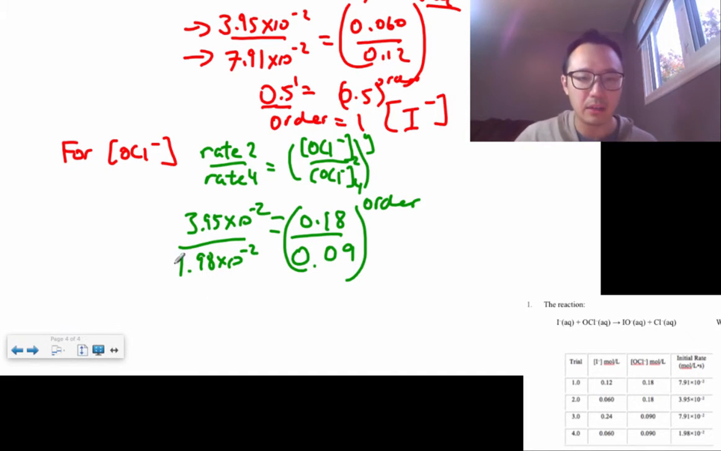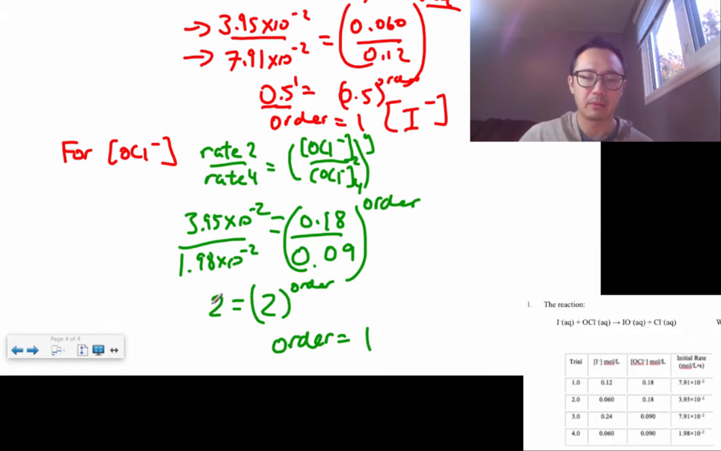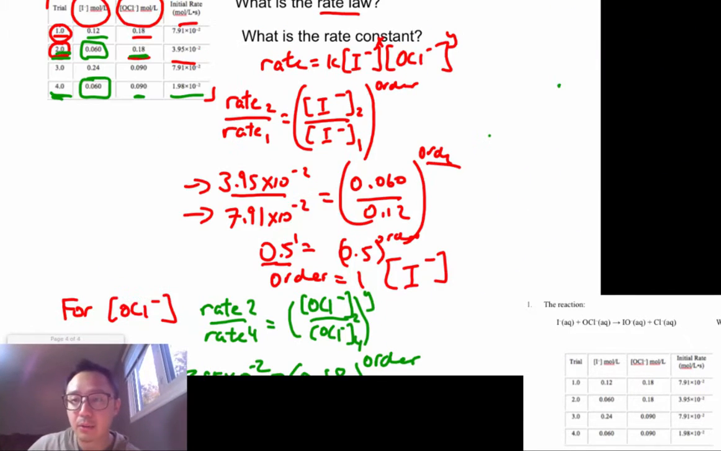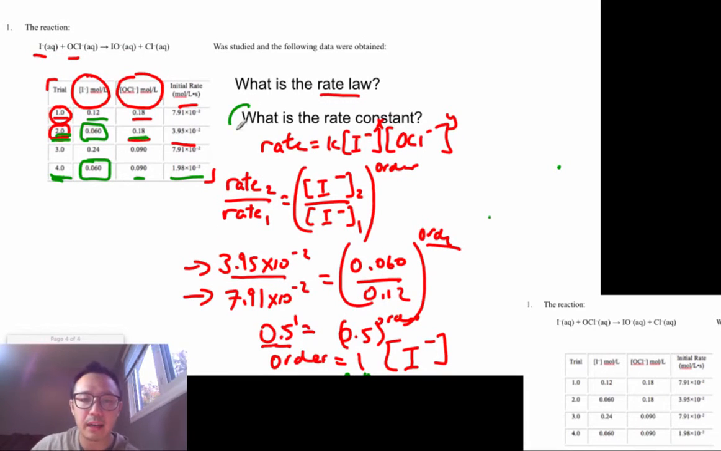And then do the math, you can see that this is going to give you 2. And this is also going to be 2 to the power of the order. And now the order is going to be 1, right? Because 2 to the power of 1 is going to give you 2, so 2 is equal to 2. So then you just solve for the ion OCl minus with the order of 1. Once you have the order, then you can calculate your rate constant by just subbing it in.